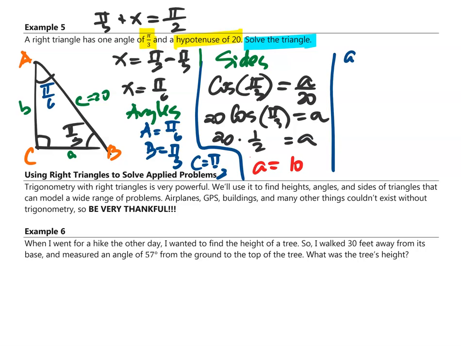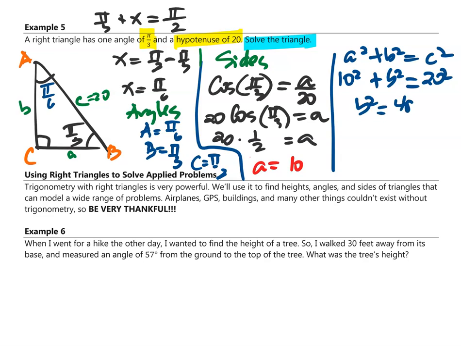So again, let's use Pythagorean theorem. A squared plus B squared is equal to C squared. Now we have value of A, which is 10 squared. So plus B squared, and C is 20. So 20 squared. Then subtract 10 squared both sides. 20 squared is 400. 10 squared is 100. So that is 400 minus 100 is 300. Then square root both sides.